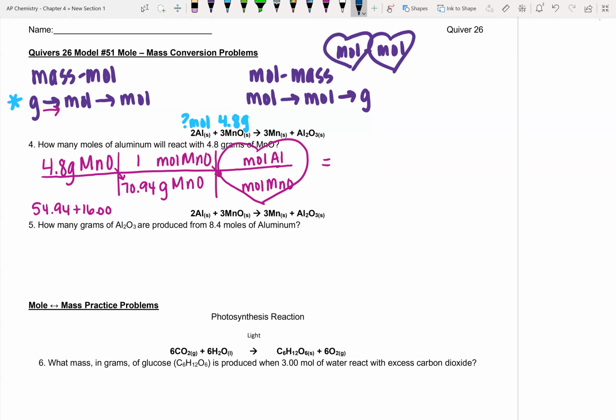The step that we worked on last time was this mole to mole ratio. Anytime you see the fraction with 2 moles in it, you are going to use the coefficients from the balanced equation. The coefficient on the aluminum is 2, and the coefficient on the manganese II oxide is 3. So by substituting in the coefficients, now you're ready to solve for this problem.